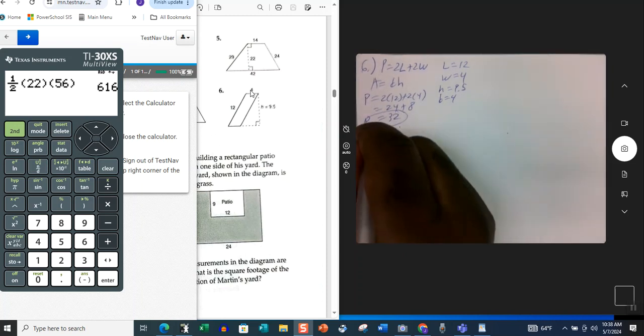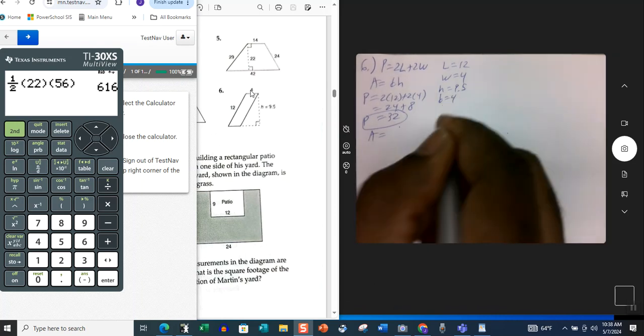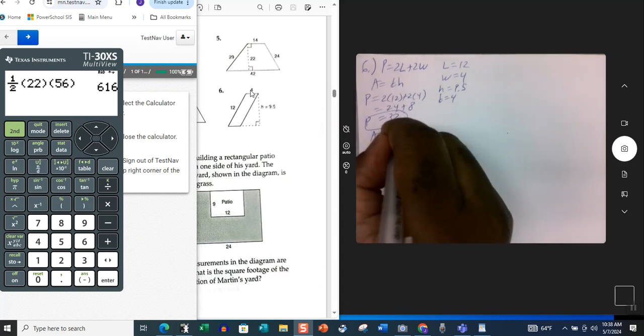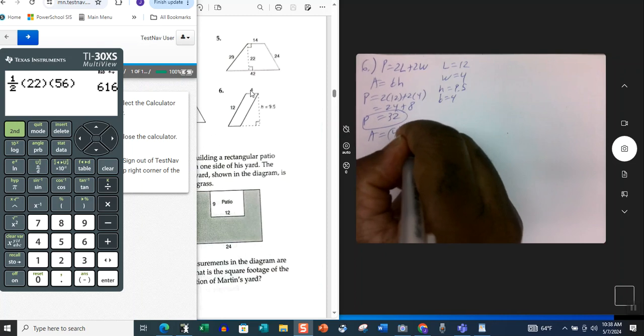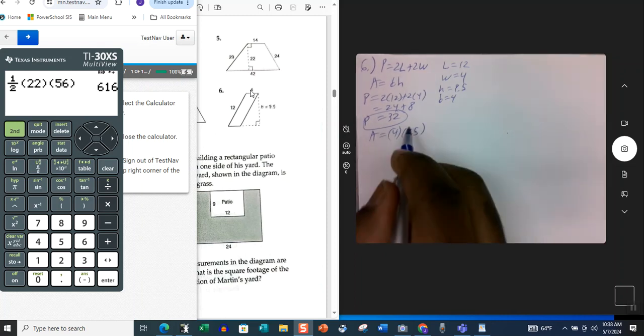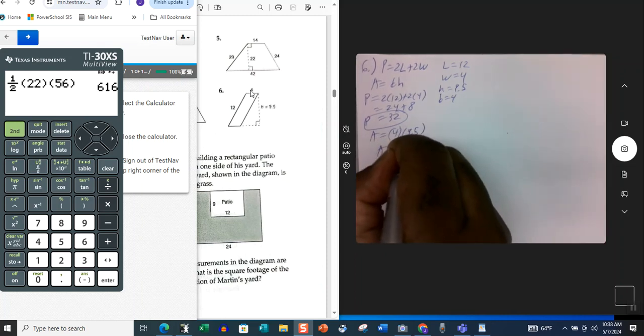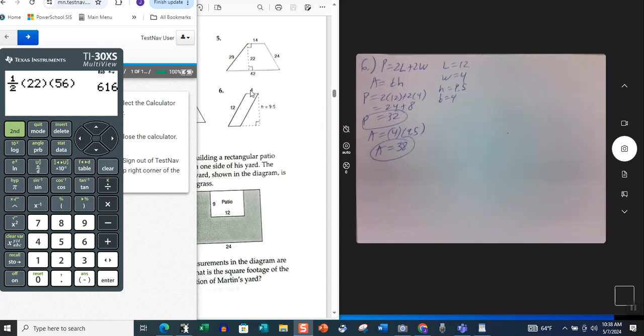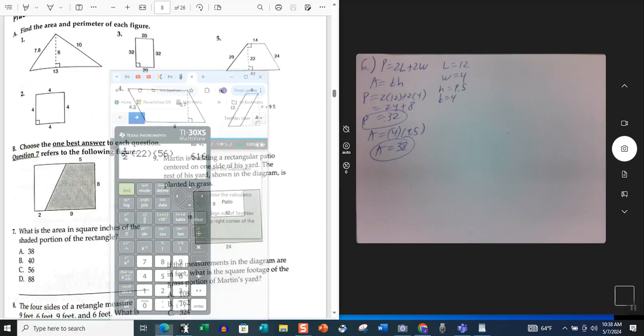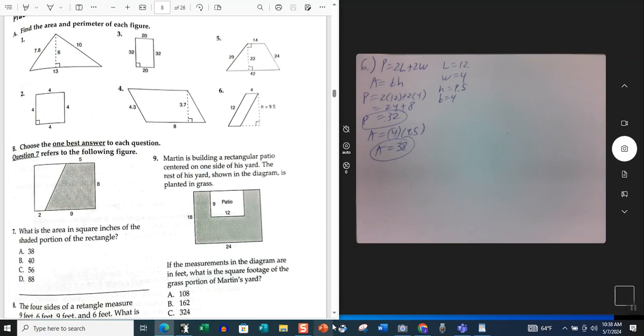Okay, now we need to do the area. The base is 4, and the height is 9.5. 4 times 9.5 would be 38. So that's your area. So the perimeter is 32, the area is 38. Now we move on here.